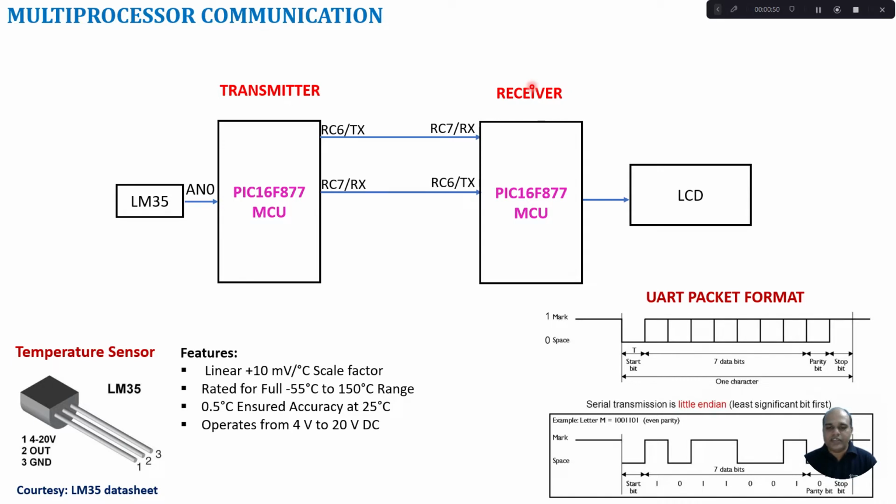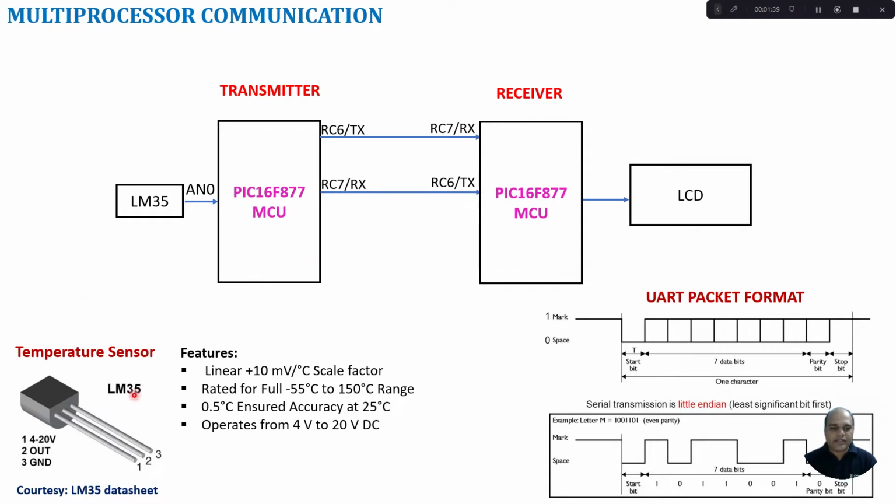UART is the Universal Asynchronous Receiver Transmitter protocol, where we can transmit data in a serial fashion. In the transmitter, I am going to connect an LM35 temperature sensor, and this sensed value will be converted into a digital value by the transmitter microcontroller and transmitted using the UART protocol, connected to RC6 and RC7. On the receiving side, I am going to receive this data with the receiver microcontroller and display it on a 16x2 LCD. So temperature measurement is done on one side and its display is on the other side.